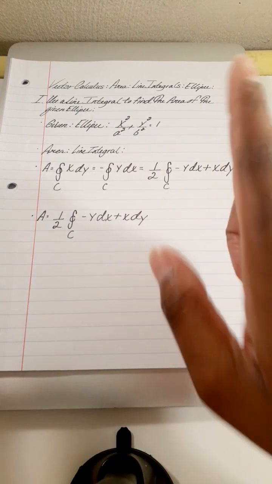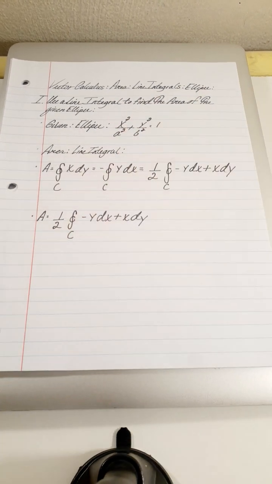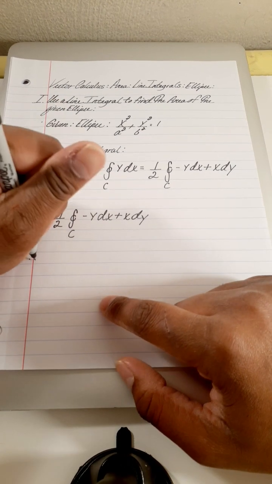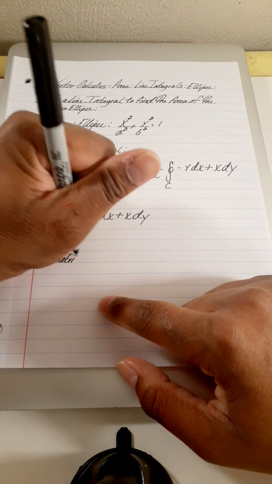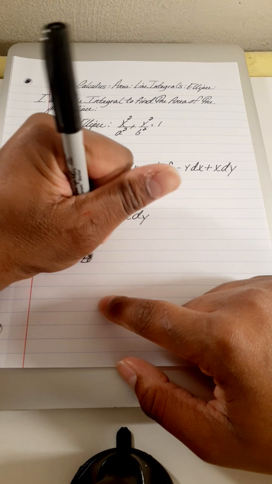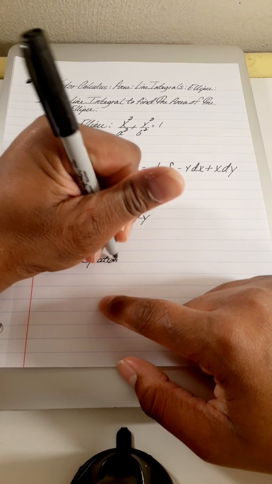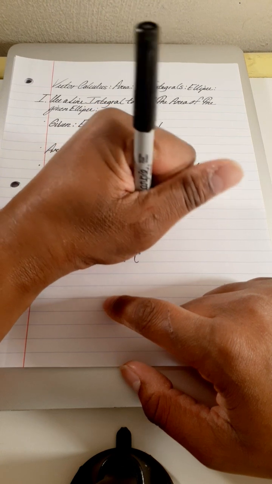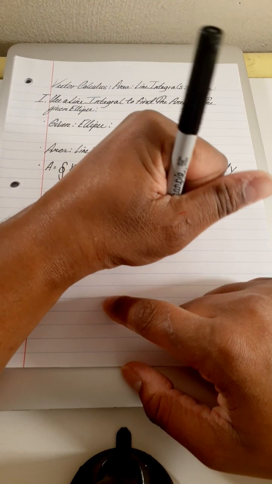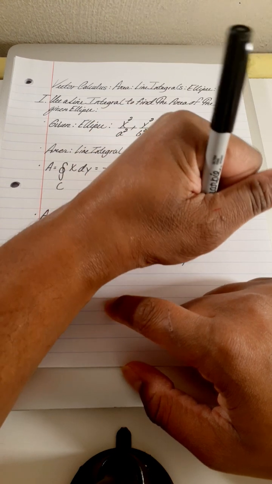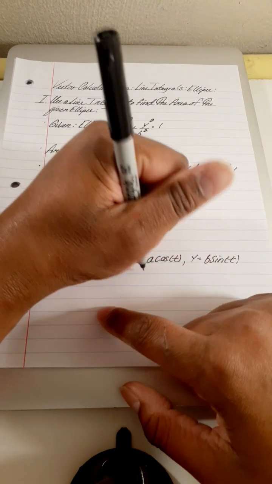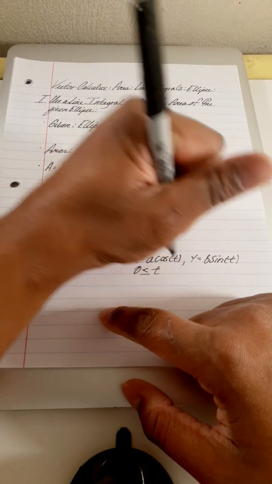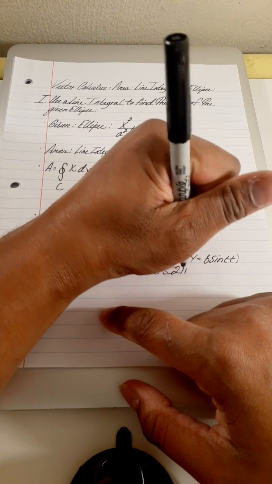Now, the first thing that we need before we can do anything with this particular problem is to parameterize this ellipse. We need the elliptical path, basically. So remember the parametric equations for the ellipse. x is equal to a cosine of t, and y is equal to b sine of t. And remember that t is going to be between 0 and 2 pi.